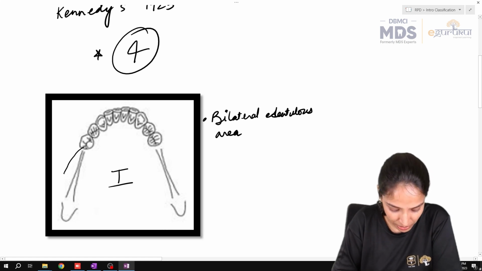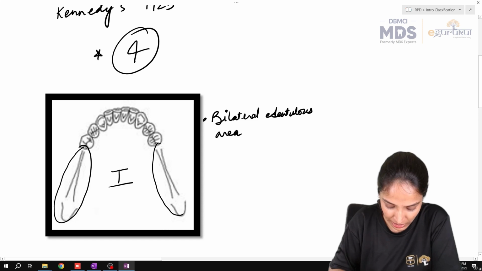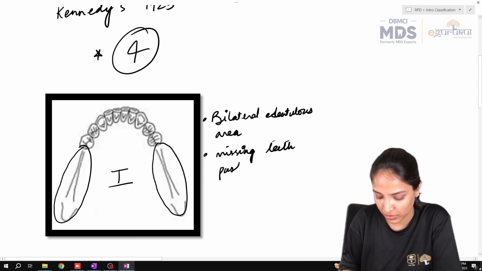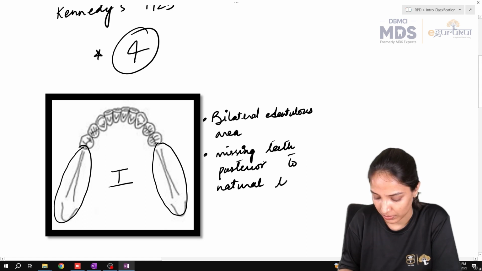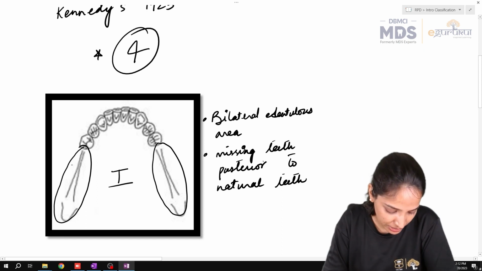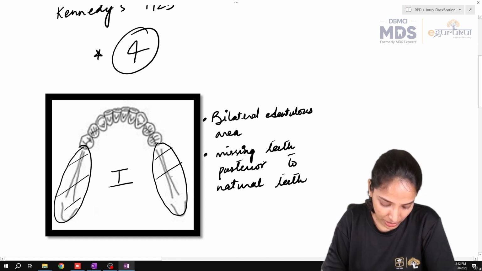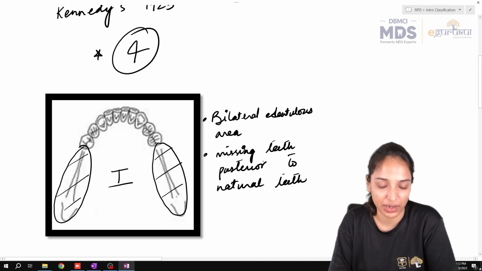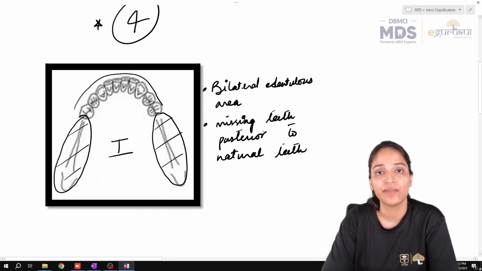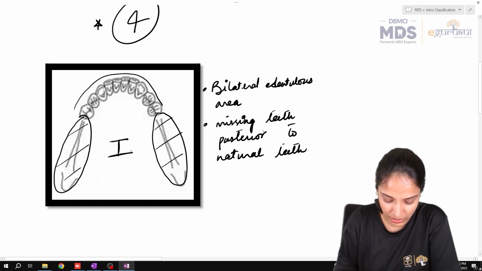As you can see in the photo here, you have a bilateral edentulous area with missing teeth that are posterior to natural teeth. So we can very well see and appreciate it in the picture here. As you can see, there is a bilateral edentulous area. That means teeth are missing on both sides of the arches. Natural teeth are located anteriorly in this region. So a bilateral edentulous area with missing teeth located posterior to your remaining natural teeth forms your Kennedy's class 1.